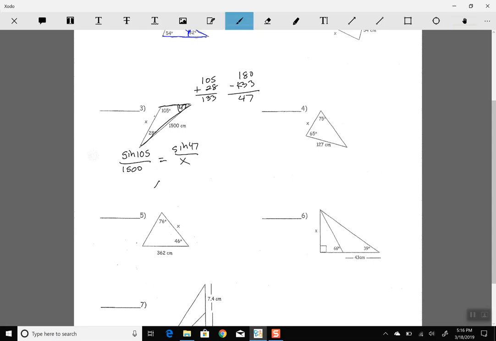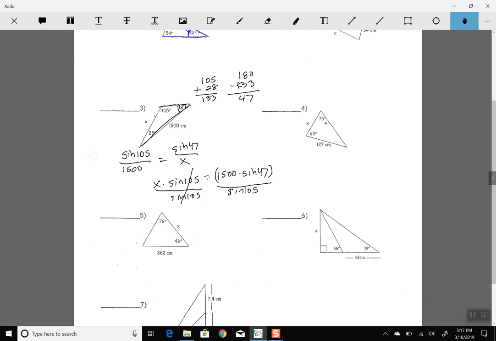Cross multiply and solve. And again, it doesn't matter if you wrote sine of 47 times 1500. Either way, you'd still get the same answer. 1 times 2 is the same thing as 2 times 1. So that cancels, and you get x equals 1500 times the sine of 47 degrees divided all by sine of 105. And again, make sure that top goes in parentheses.